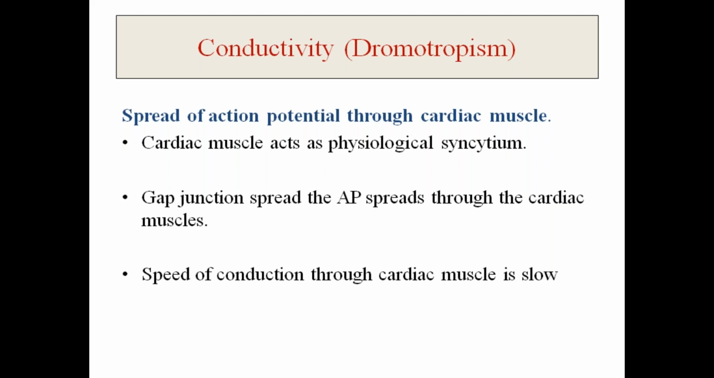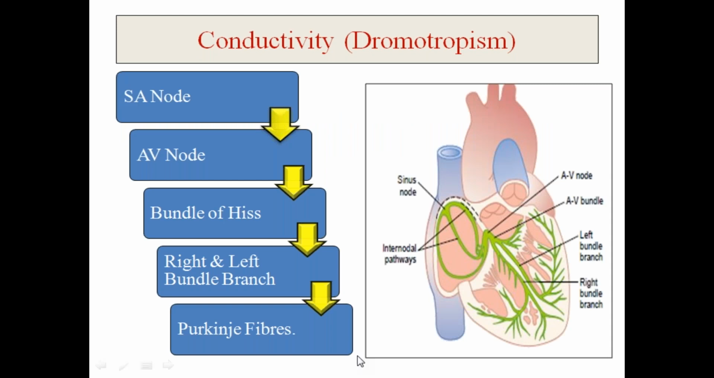So for rapid conduction of impulses throughout the cardiac musculature, you need conducting fibers. These conducting fibers are your SA node, AV node, bundle of His, and right and left branches of Purkinje fibers. Now, this is your sinoatrial node, which is present in the posterior wall of the right atrium, just lateral to the opening of the superior vena cava. This SA node generates impulses. Whatever impulse is generated in the SA node is carried to the AV node through internodal fibers.